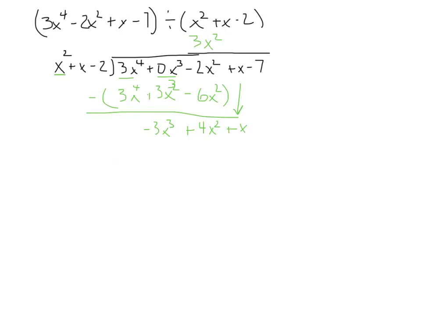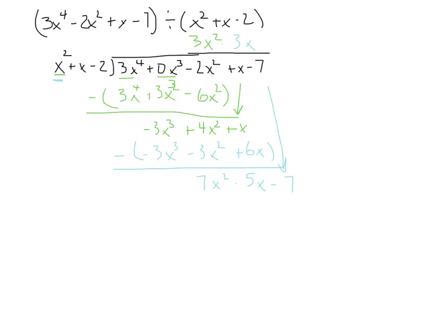Now I'll ask, okay, what am I going to multiply x squared by to get to negative 3x cubed? The answer is negative 3x. And then I'll multiply negative 3x by my divisor and get negative 3x cubed minus 3x squared plus 6x. Do my subtraction, and I will get 7x squared minus 5x. And bring down this minus 7.